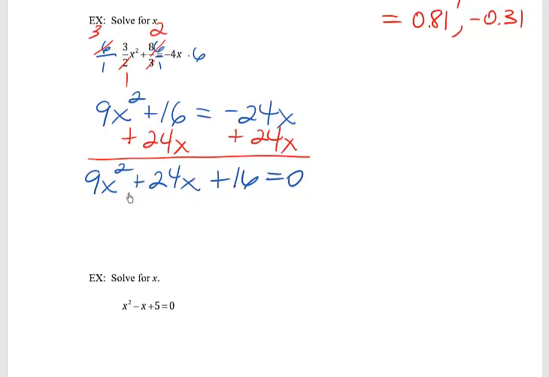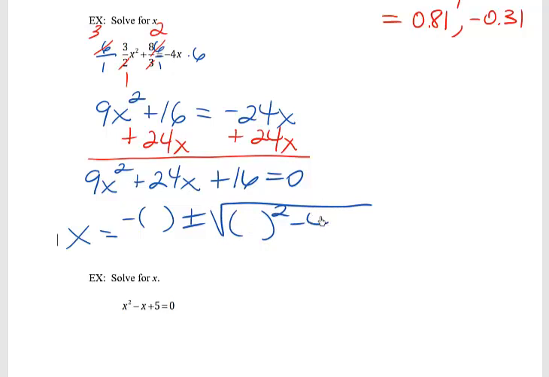So my equation is now in standard form, no fractions, a is positive. I'm ready then to go to the quadratic formula. Let me write down my slots. Negative slot, plus or minus, square root, slot squared, minus 4, slot, slot, all over 2 slot. You can always start that same way.